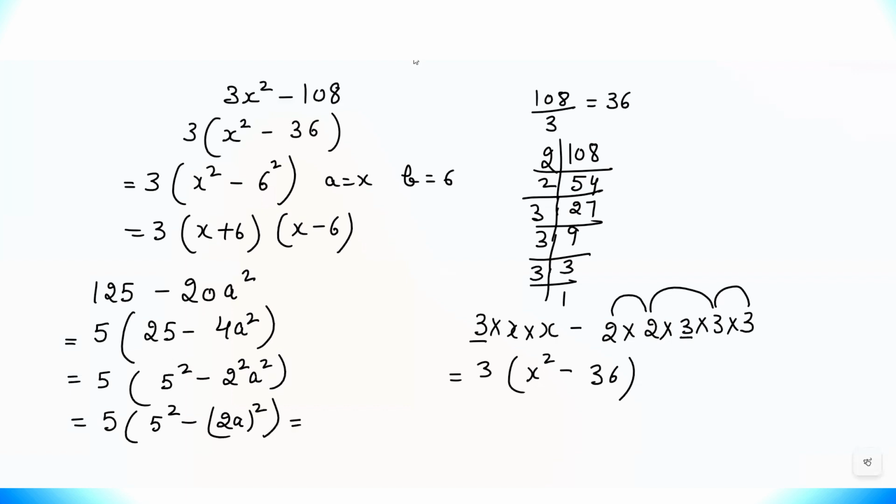That means that we have a is equal to 5 and b is equal to 2a. So a plus b means 5, we'll write down this 5 outside, which is already there. So a plus b is 5 plus 2a. a minus b is 5 minus 2a. So this is how you can factorize by using the difference of two squares.